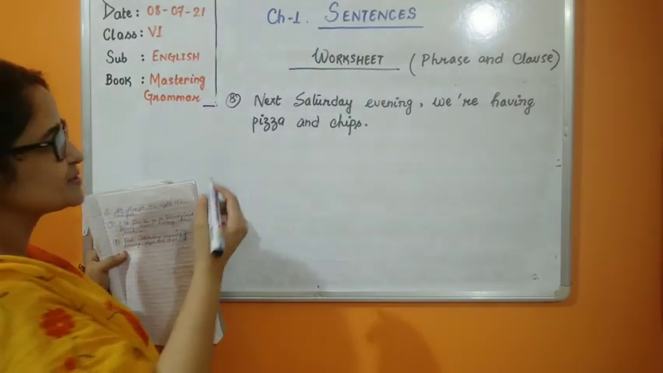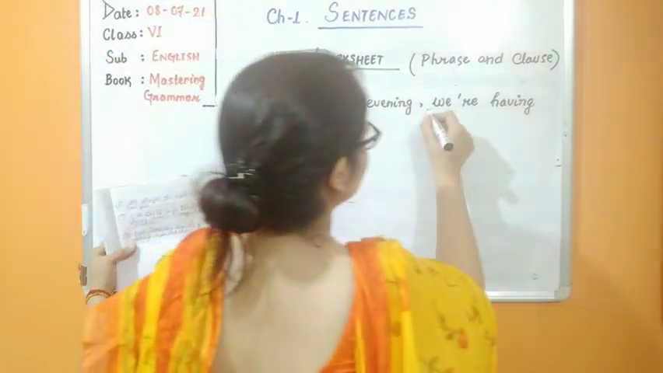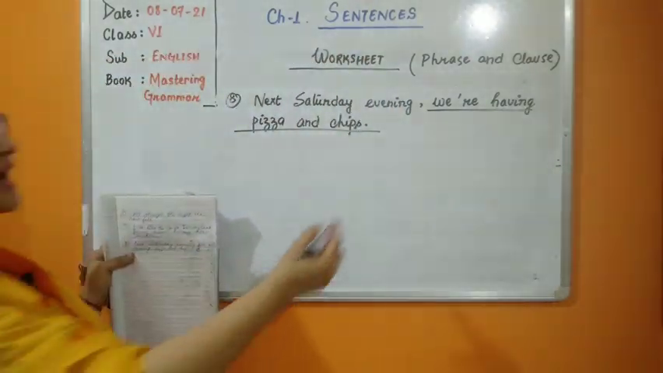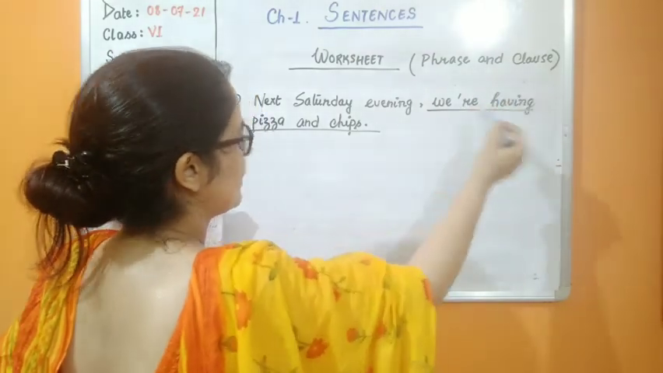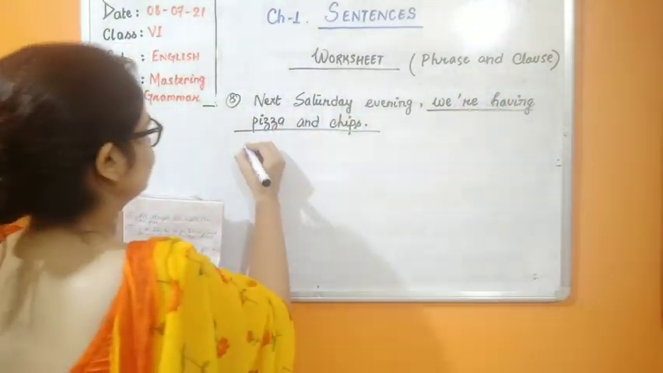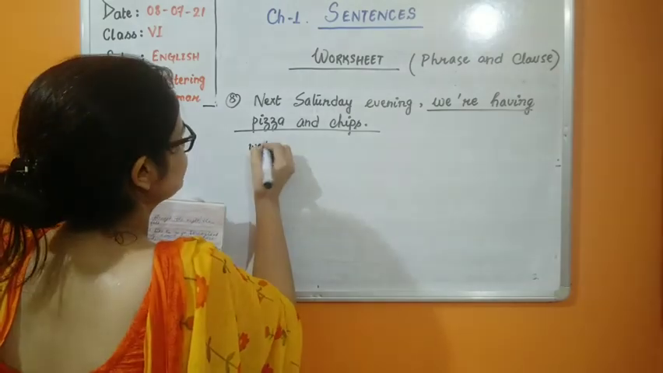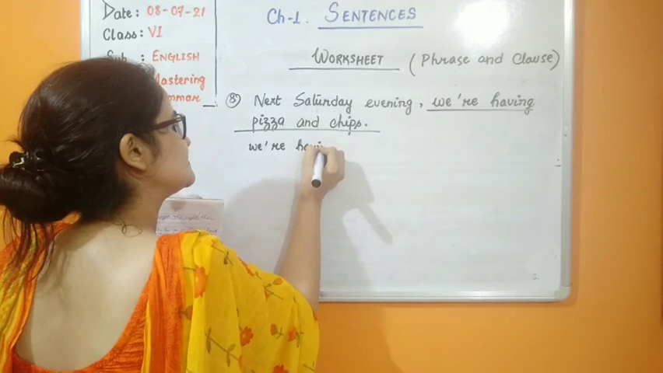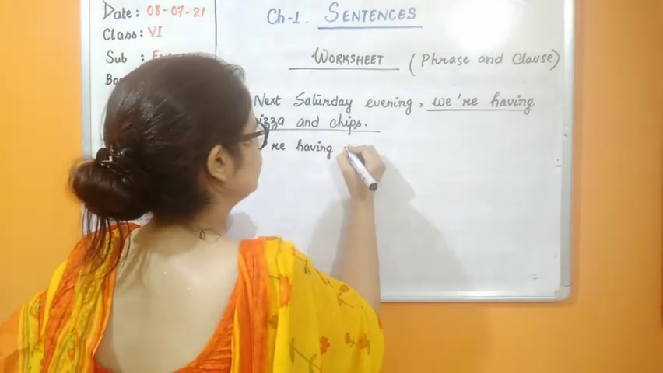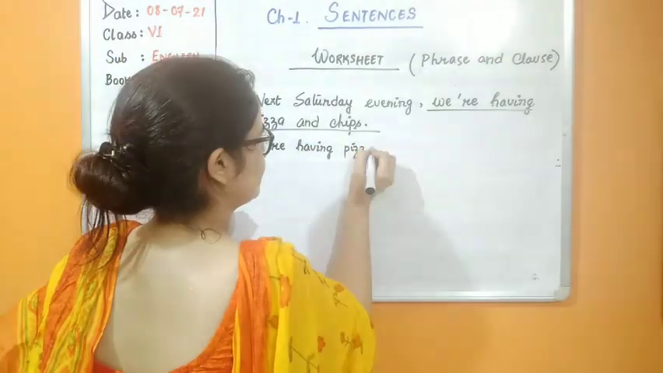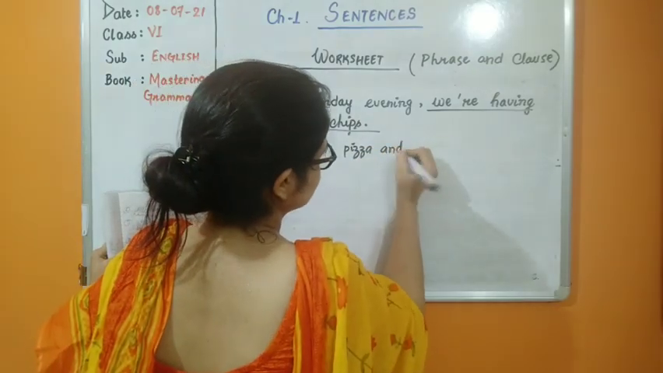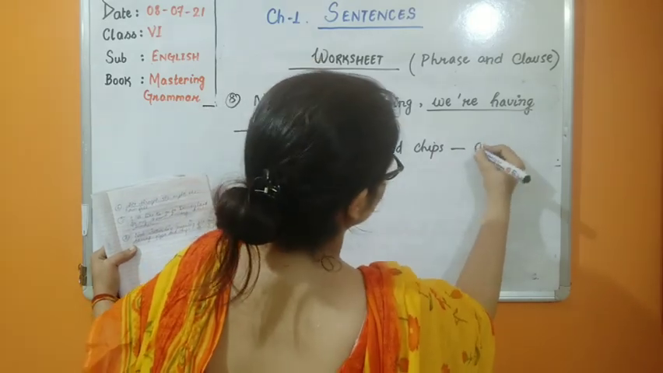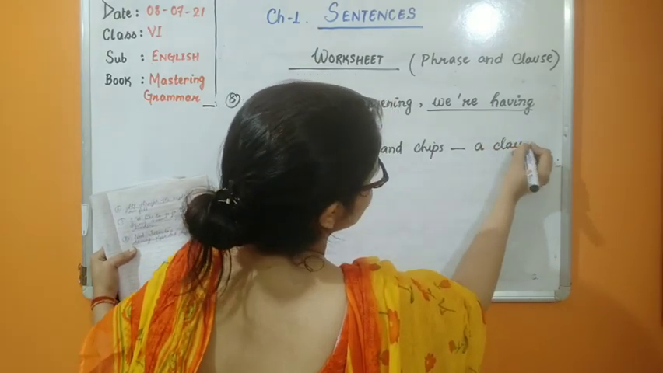So pizza and chips. So what do you think? Which group of words are underlined? We are having pizza and chips. So children, this one is having a verb, are having. So this part of the sentence, we are having pizza and chips, this children will be what? A clause, because there is a verb.